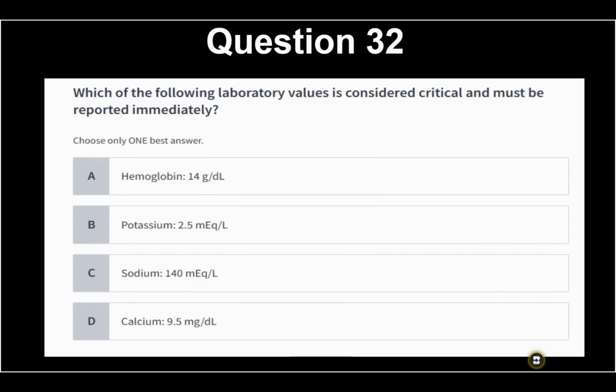Normal potassium levels range between 3.5 to about 5.1. A potassium level of 2.5 is critically low and can actually lead to cardiac arrhythmias, muscle weakness, and even life-threatening complications. Immediate reporting and intervention are definitely required.